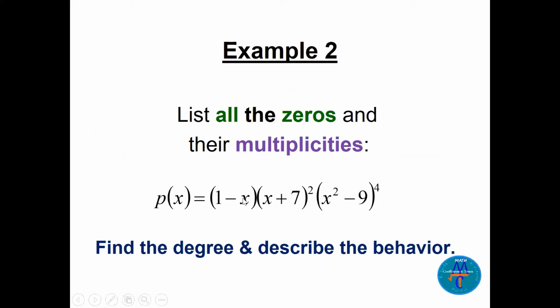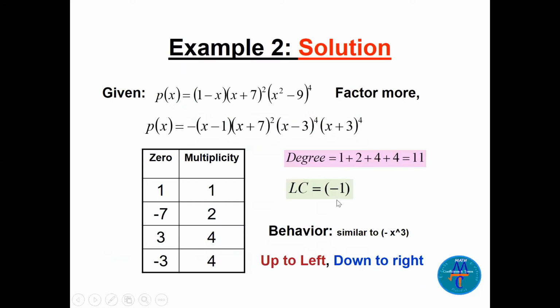This one is halfway factored. We have to factor more here. You see x squared minus 9. That's a difference of two squares, so I can write (x − 3)(x + 3), each one to the power 4. This is like (xy) to the power 4 being x to the power 4 times y to the power 4.